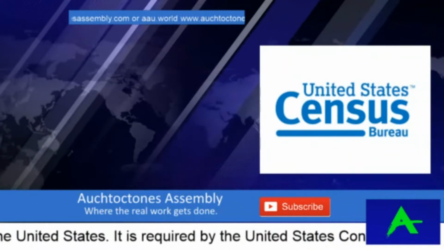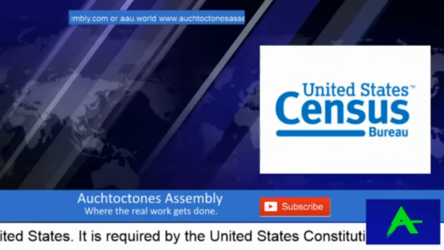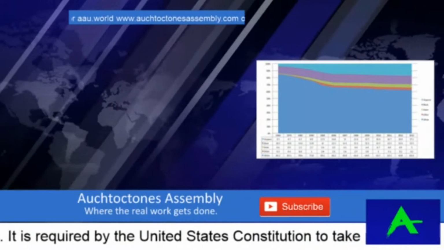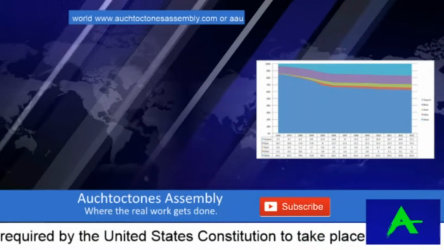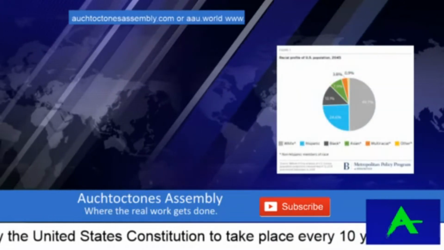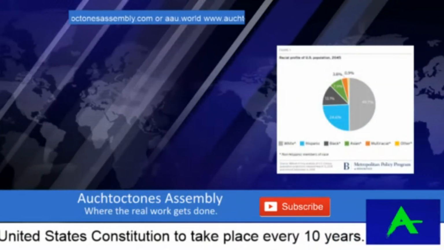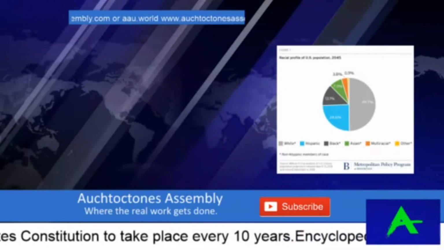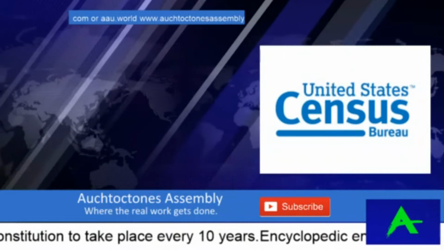Population counts help determine the number of seats a state occupies in the U.S. House of Representatives. This process is called apportionment. Every state is entitled to at least one representative in the House, but as a state's population grows, the state gains representation. Apportionment can change every 10 years.